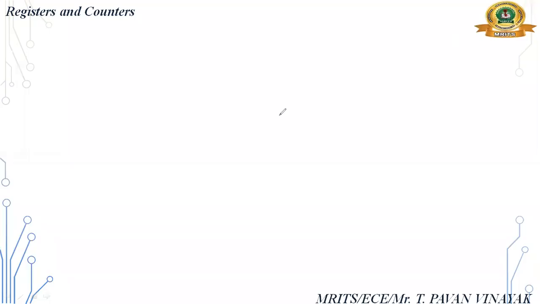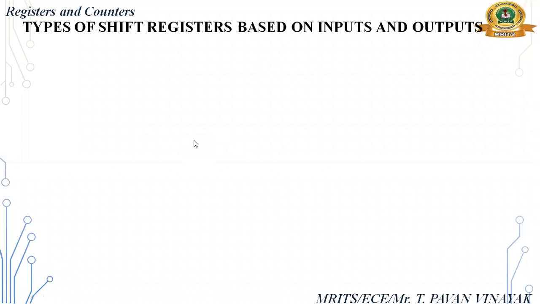Okay, good afternoon everyone. Yesterday we learned about shift registers which perform left shift, right shift, rotate right, rotate left, and bidirectional, which performs left shift when mode is 0 and right shift when mode is 1. Today we learn another four different types of shift registers, based on inputs and outputs.